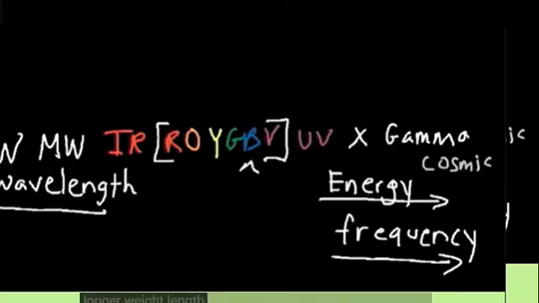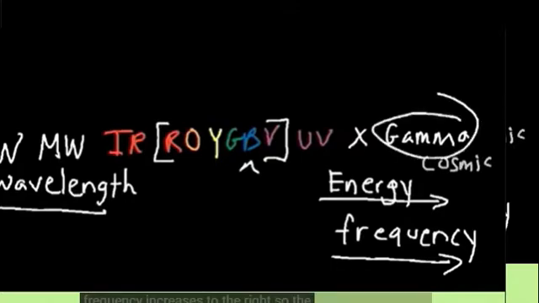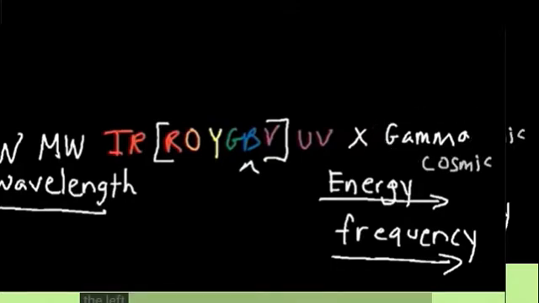Alright, so let's try some questions. Which one has more energy? Microwaves or ultraviolet radiation? Energy increases to the right, so it's going to be UV light, or ultraviolet radiation. Now, which one has a lower frequency? Gamma rays or cosmic radiation? Frequency increases to the right, so the one with the lower frequency is on the left side, and that's the gamma rays.